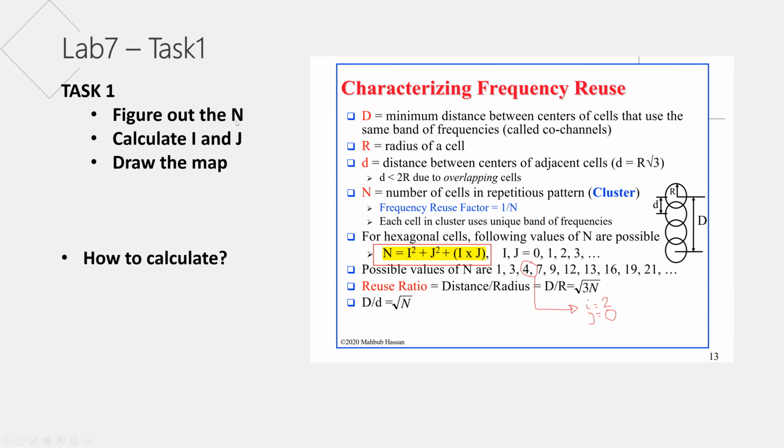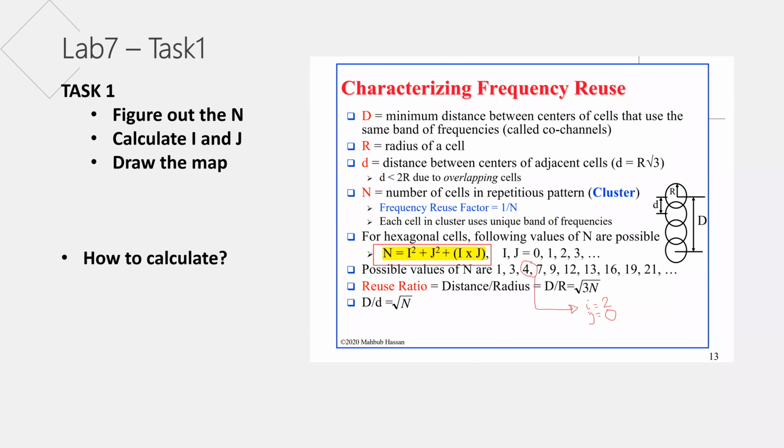So the basic idea is to get the N value first. What is that N value? Obviously, it's 9. And then we need to calculate what I and J are. Maybe we can use a script here. Let's define a function. Sorry, my font is pretty small. Define a function that we can put an N value into.